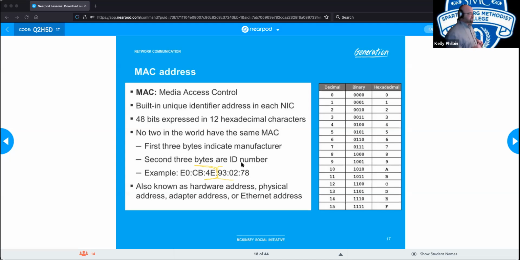And like we said, the last 3 bytes are your personal identifier for that unique device itself. This is also known as your hardware address, your physical address, your adapter address, and your Ethernet address. Those are all synonymous with MAC address, or Media Access Control.